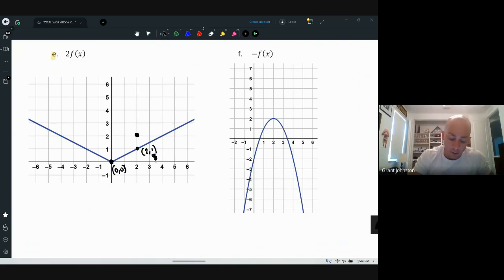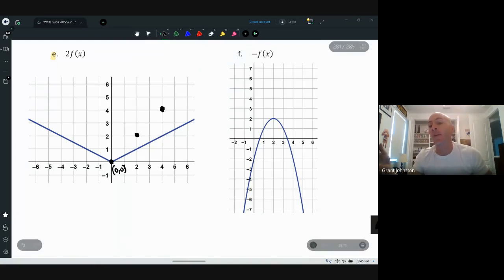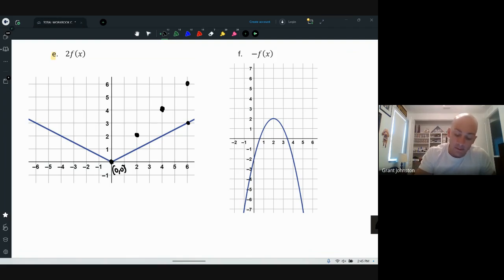Let me show you another example there. That might not have been the best one. So this point here is at 4, 2. And since we're multiplying by 2, now it's going to be at 4, 4. Okay. So we're just acting upon the dependent variable, which is y. We're just doubling the y value. Like for instance, this point's at 6, 3. Well, 3 times 2 is 6, so it's going to be at 6, 6.